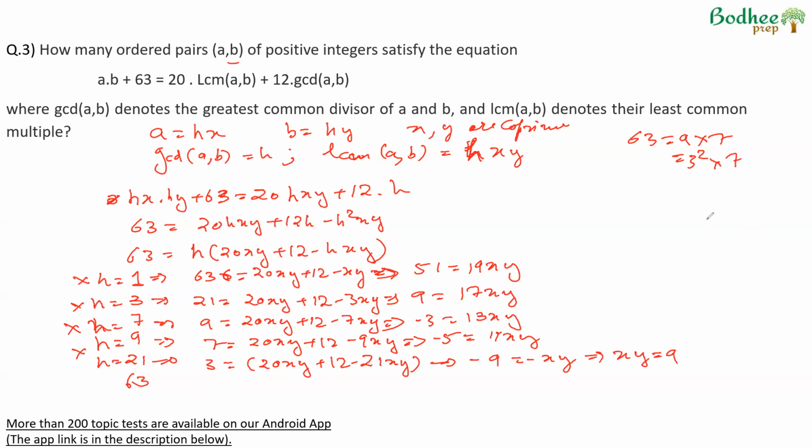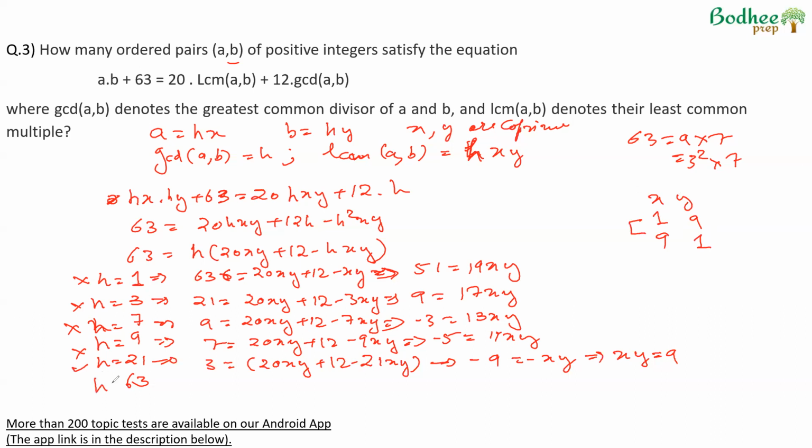In this case, since xy is equal to 9, x could be 1, y could be 9. Are we looking at ordered pairs? Or x could be 9, y could be 1. 3 and 3 is not possible because x and y have to be co-prime. So we get two pairs from here.